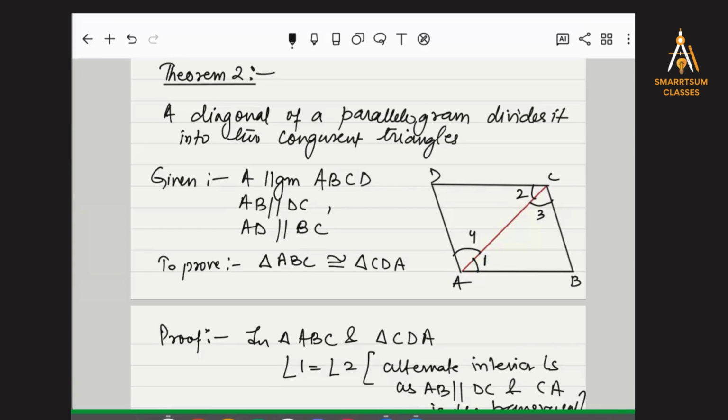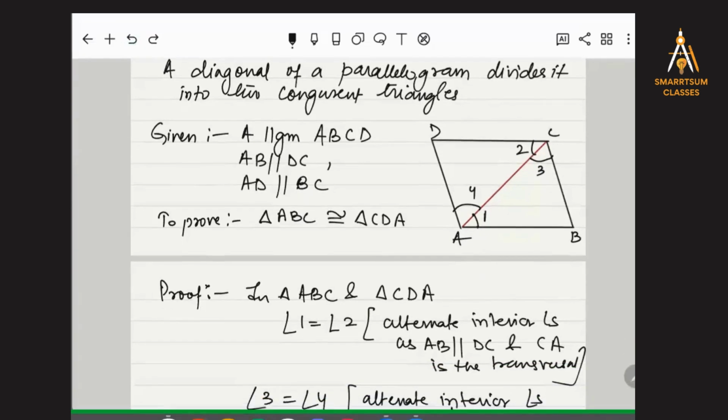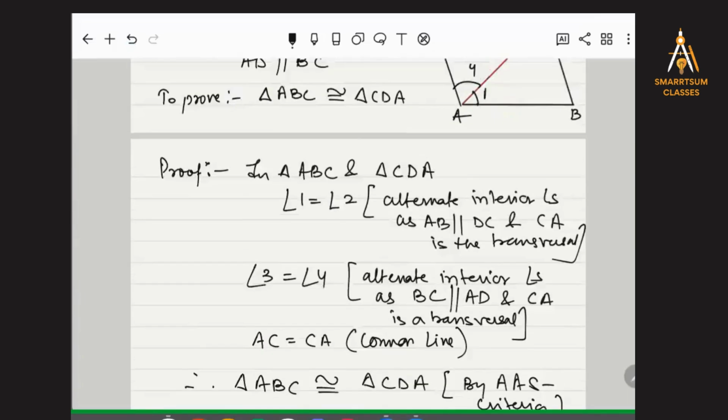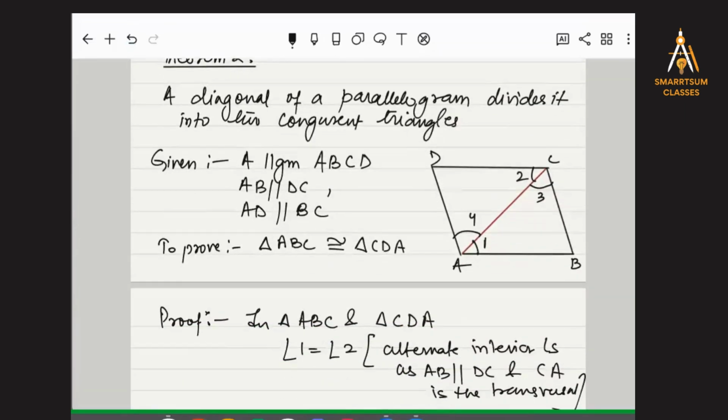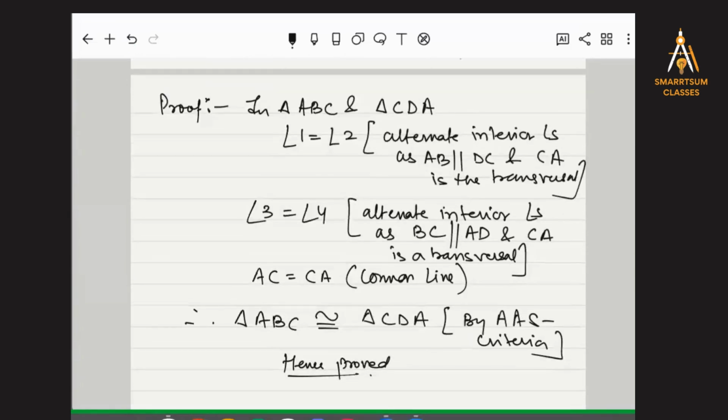Okay. The same thing you can repeat with the second diagonal, the other diagonal. And this time we can prove that triangle ABD, right? ये वाला triangle. This triangle is congruent to CDB, right? Exactly in the same way, right? So, however, I'm not writing here. This you can try on your own, right? Okay. So in this way, we have proved this theorem that a diagonal of a parallelogram divides it into two congruent triangles. Please write down. So we have proved this, right?